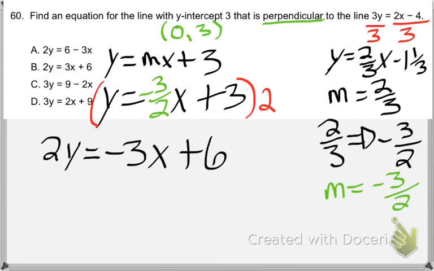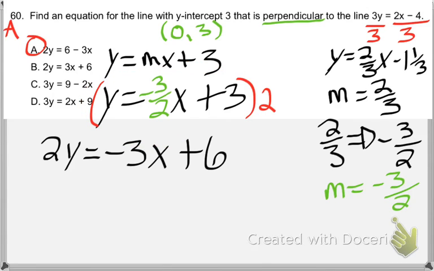To close this, it is A, by the way. To help you feel confident, if you want to know for sure, the surefire way to do it is to put all of these into slope-intercept form, meaning get y by itself. And I guarantee you only one of them will look like this.